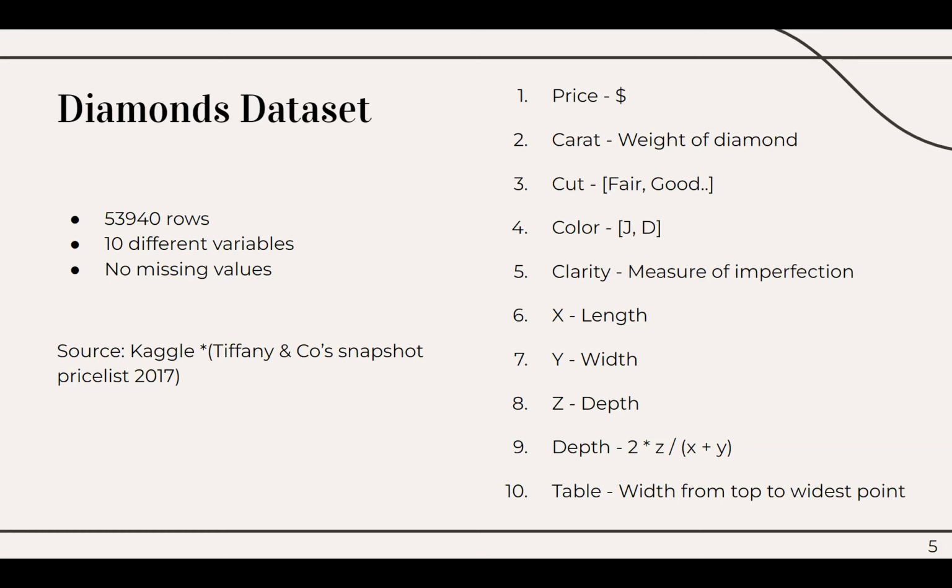The price is numerical, the one that we're predicting. Carat is also numerical. The next three, cut, color, and clarity, are all categorical variables. Then the rest of them, X, Y, Z, and depth, are all numerical as well. Depth is important there. It's different from the others because of a calculation that combines them. And the source is Kaggle, but Kaggle originally got this data set from Tiffany and Co.'s snapshot price list in 2017. That date is also important. You'll see it in the data.